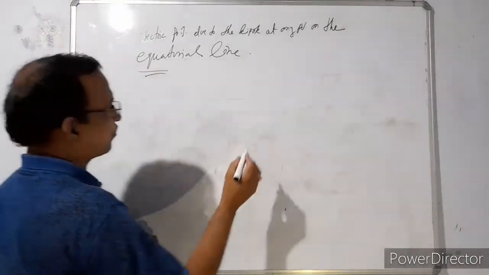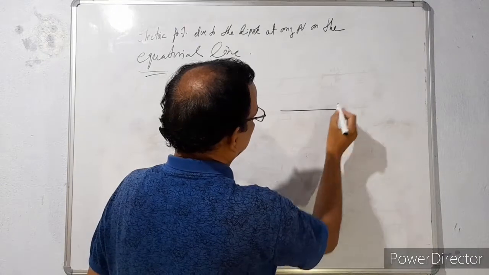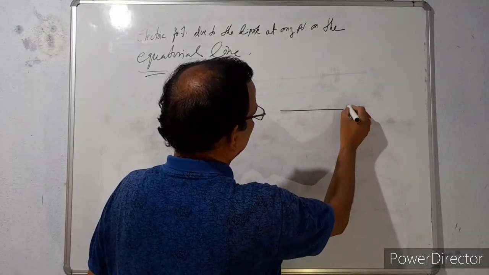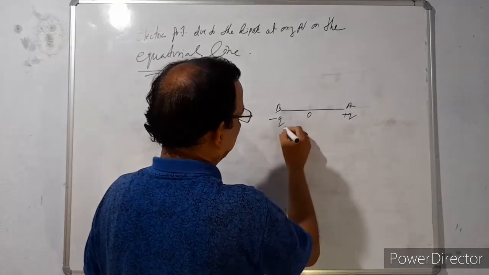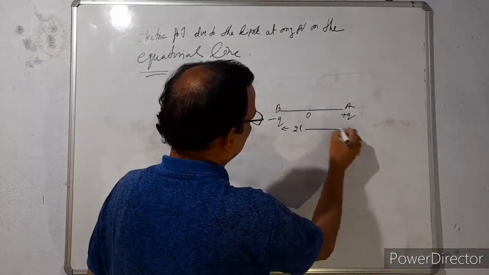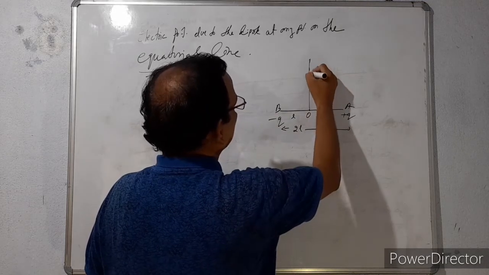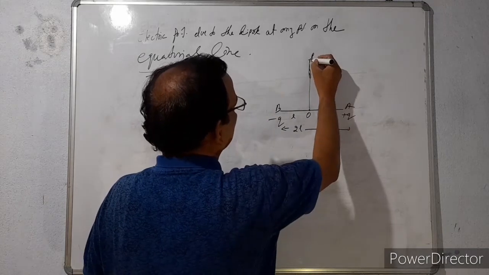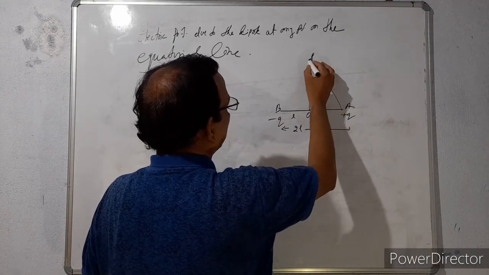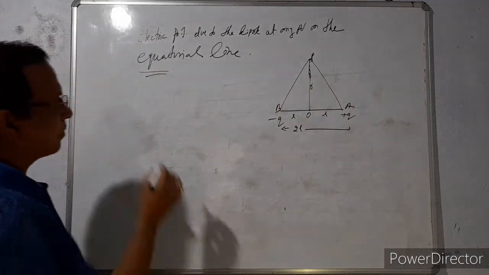Let us consider a dipole AB having two charges plus Q and minus Q. O is the center, length is 2L, so L and L. This is the equatorial line. P is the point on this equatorial line. Join AP and BP. It is R.